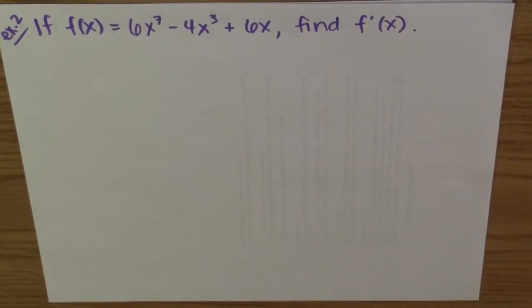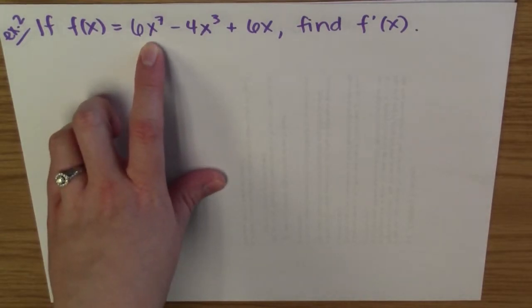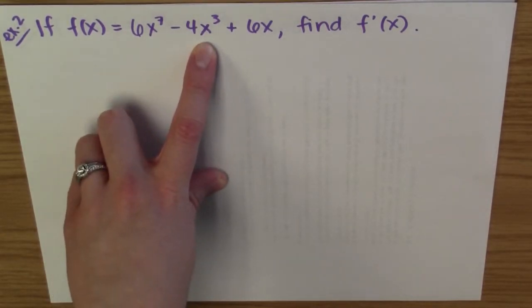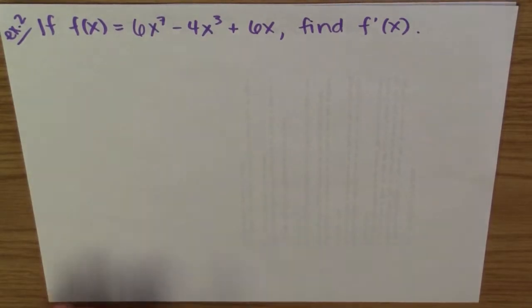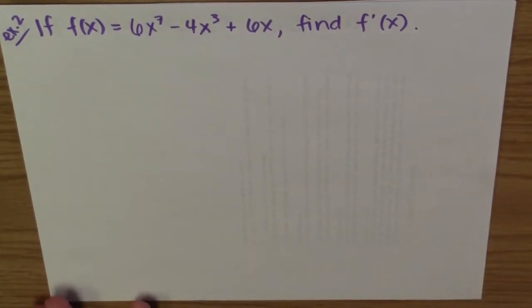In this case, I'm given a different function. Here, f of x is equal to 6x to the 7th minus 4x to the 3rd plus 6x, and I want to find the derivative of this function. Again, I'm using the prime notation to denote the derivative.